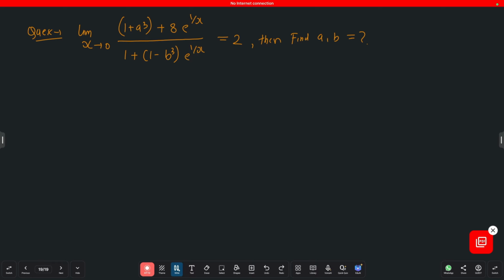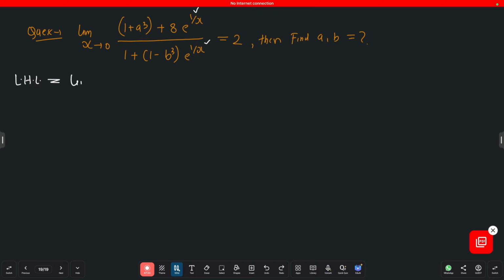First thing, 1 by x is here, so we have to do LHL and RHL. Secondly, e power 1 by x, we will take common and cancel. LHL and RHL are required here. So do LHL.